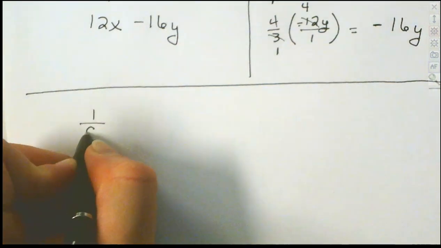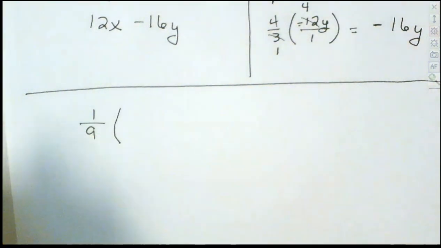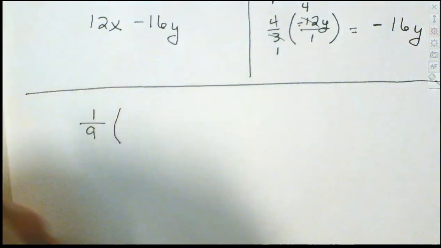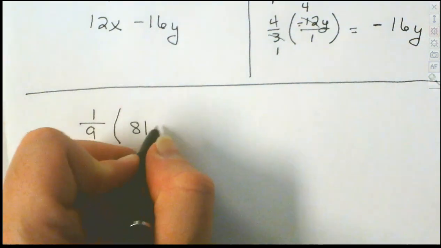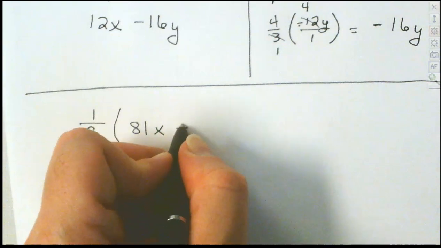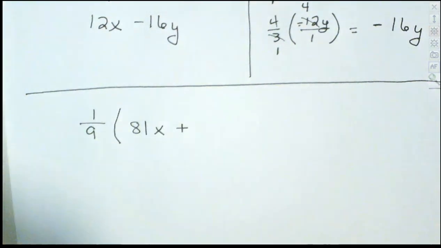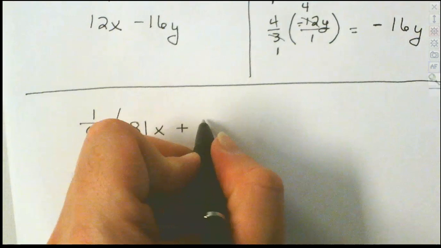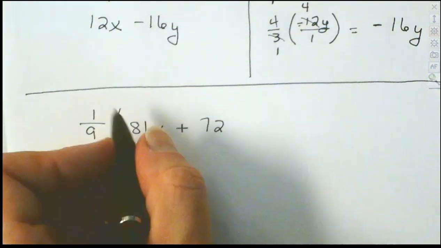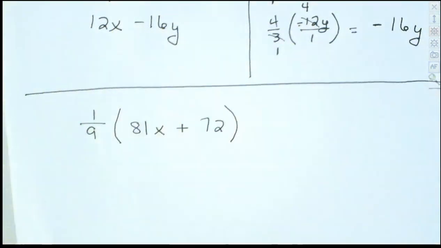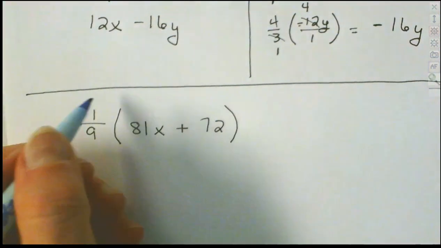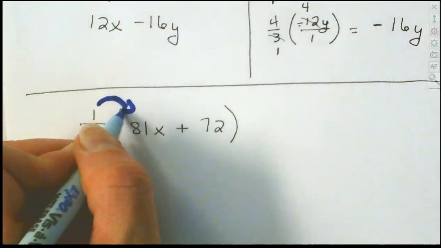About 1/9 times, let's say, 81x plus 72. Pretty simple on these. And the fraction ones are going to be easy. They're going to come out to be whole numbers. So the fraction should go away on these. We're going to, again, distribute through.